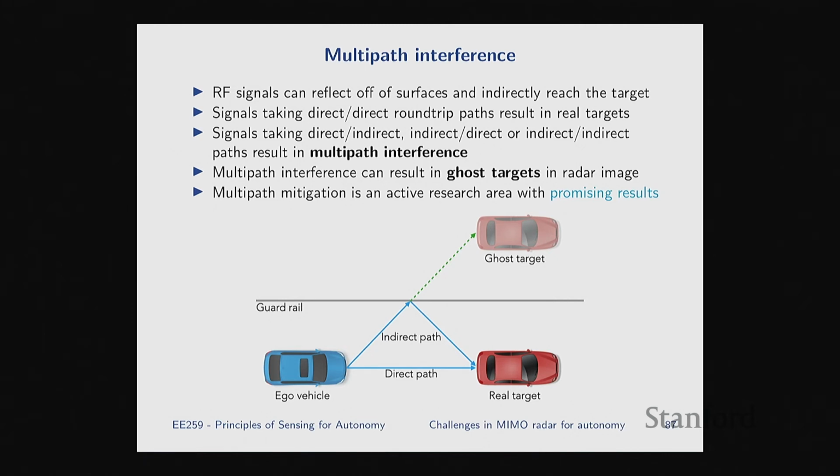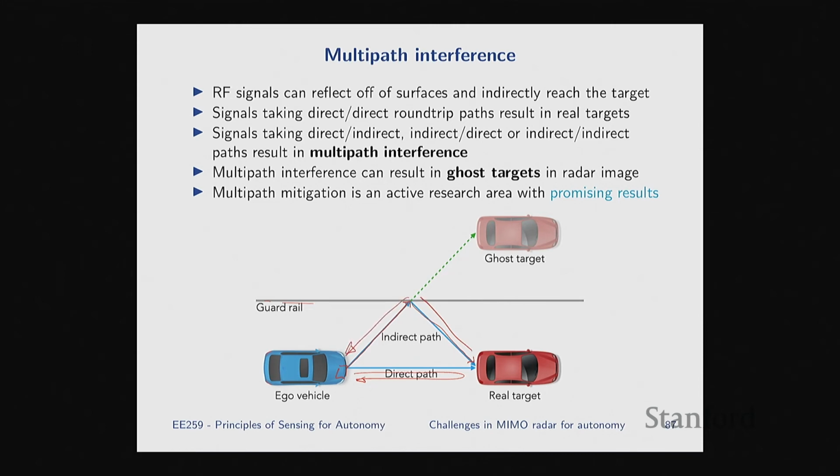So here, if you have a radar on this blue car, the ego vehicle, and the red is the target in front of it, of course you would have this direct travel path of the millimeter wave, and that gives you the real target. But if it's driving on a road and you have metal guardrails on the side, it can happen that you actually hit the guardrail, get reflected, hit the target, and then take the same path back, right?